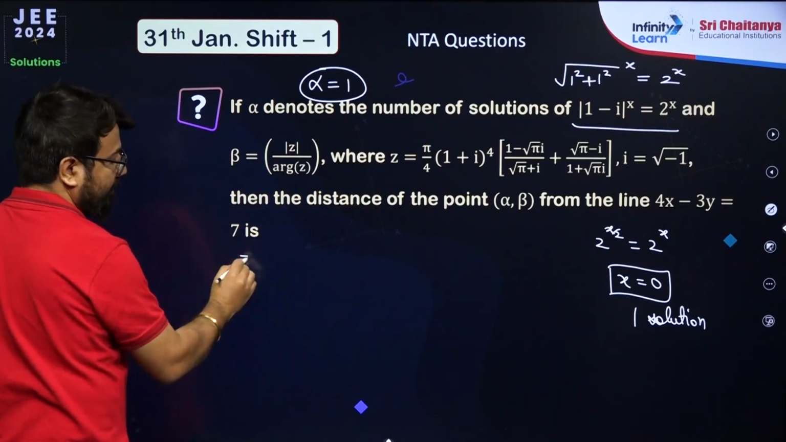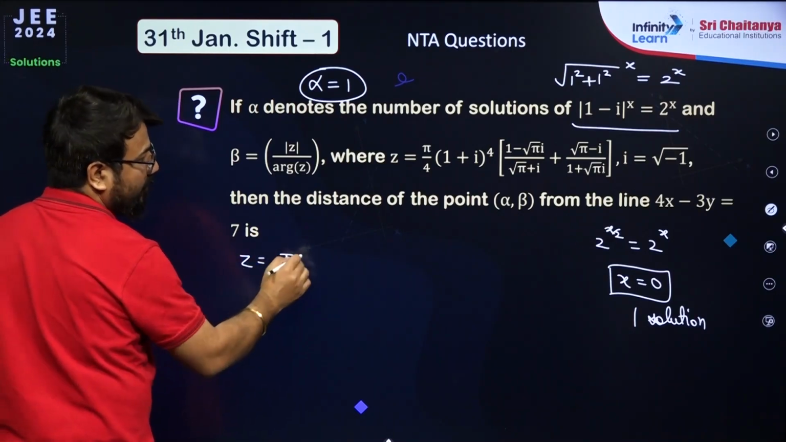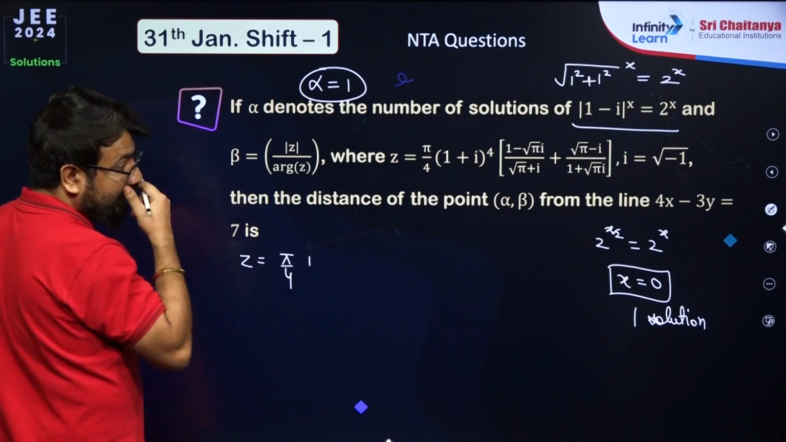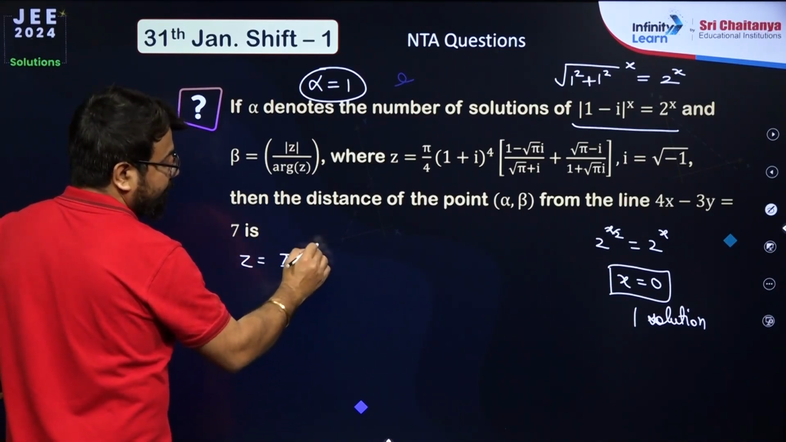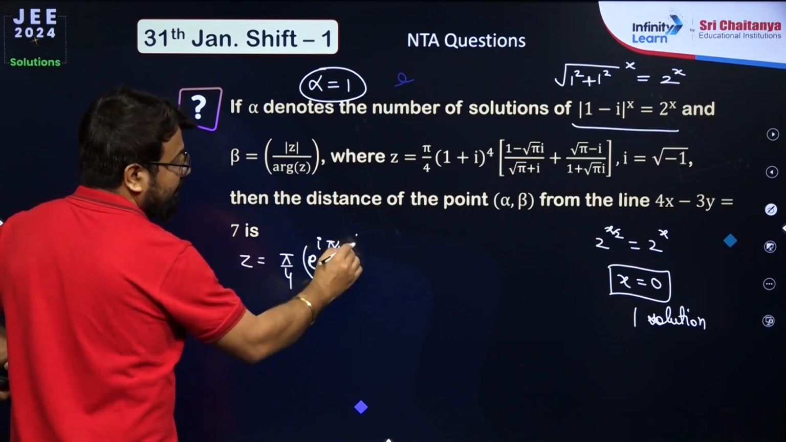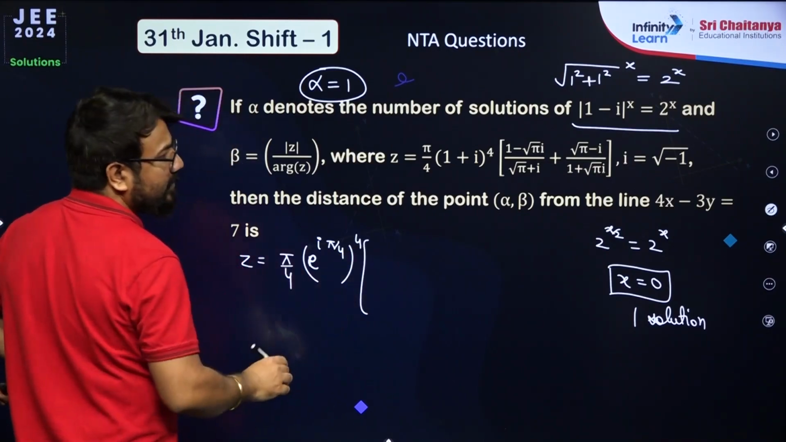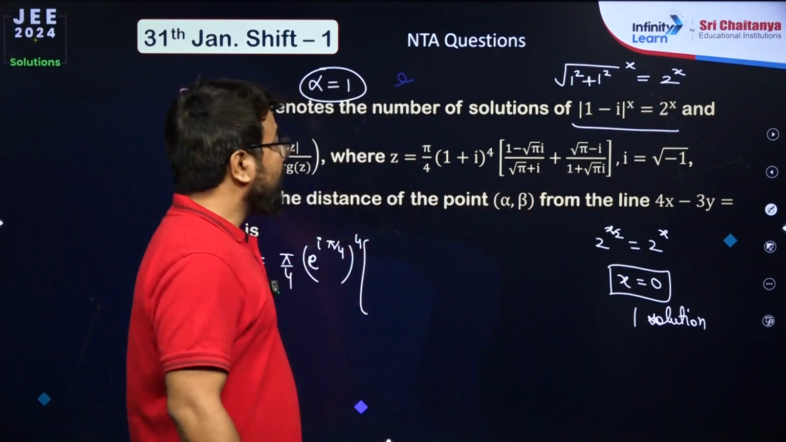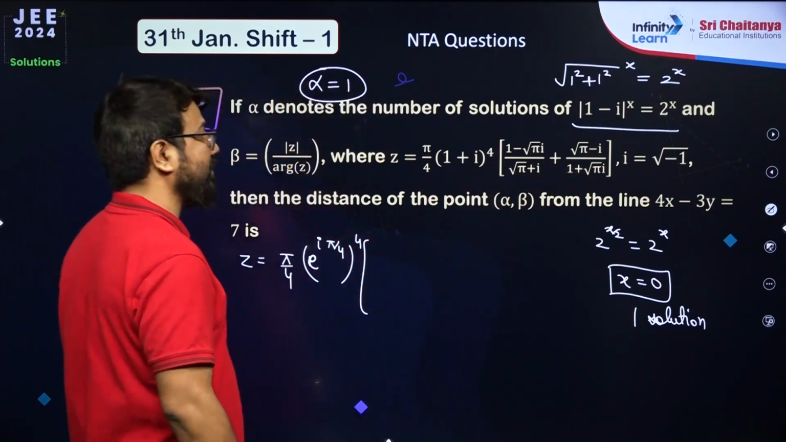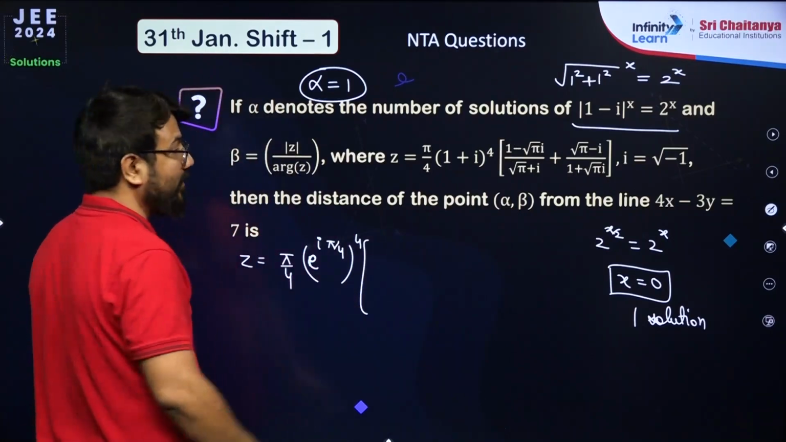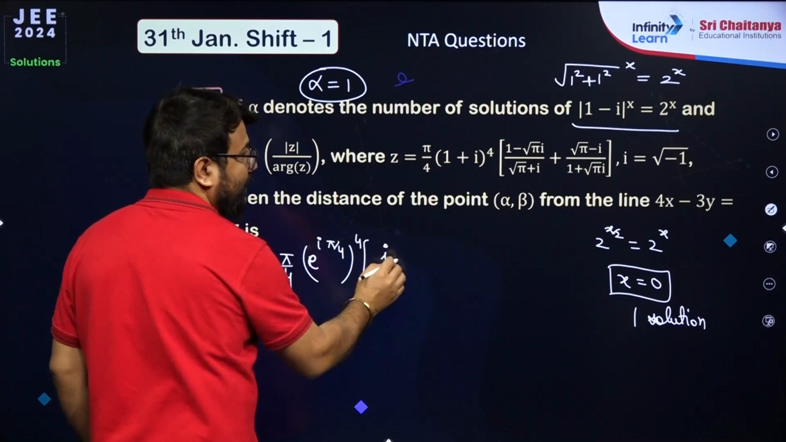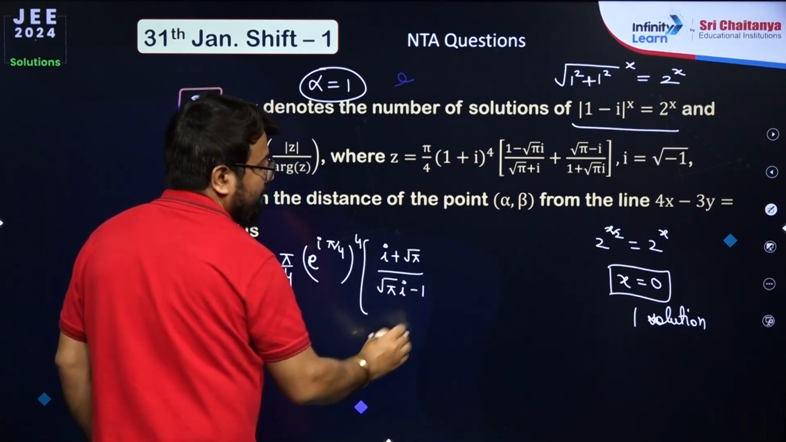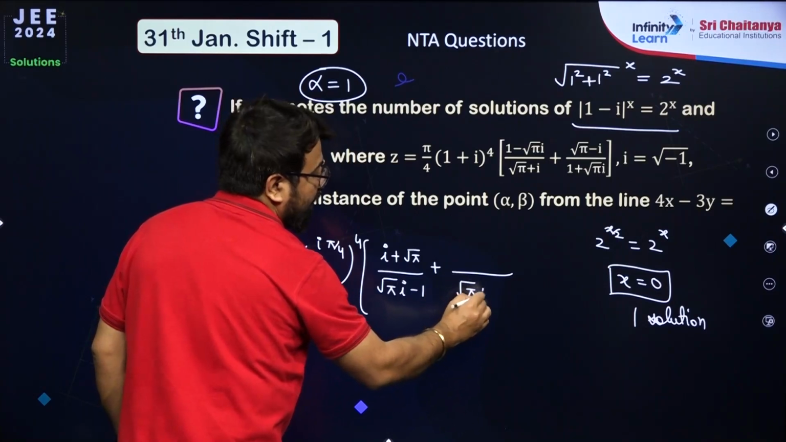First of all, we need to simplify z before evaluating beta. Here it is pi upon 4. Then it is 1 plus iota raised to the power 4. So that means 1 plus iota is getting converted to e raised to the power iota pi by 4, and then it is raised to the power 4. And inside the parenthesis, here it is root pi plus iota, and here it is 1 plus root pi iota. So to make this expression the same, my dear students, can I multiply iota to both numerator and denominator? If I multiply iota to both, it will be iota plus root pi, and in the denominator it will be root pi iota minus 1. Here it is root pi iota plus 1.